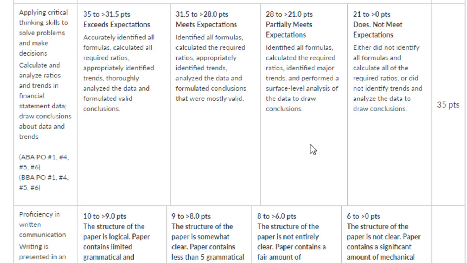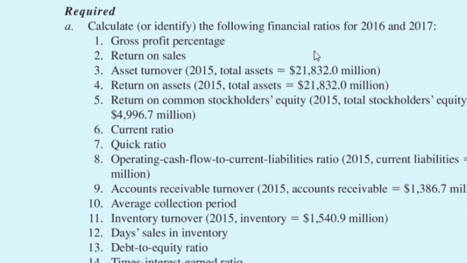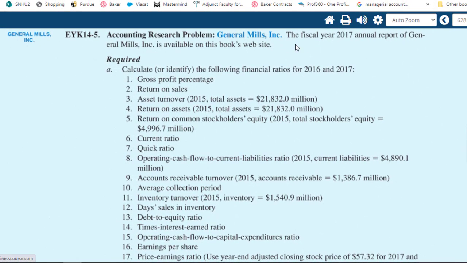Notice that on the rubric that we have, 35 points go to the analysis, but there's 10 going to the written part. So we're going to talk about that in a second. That's significant. All right, so looking at the problem, notice that first of all, we're doing General Mills for 2019, so you need to add 2 years.